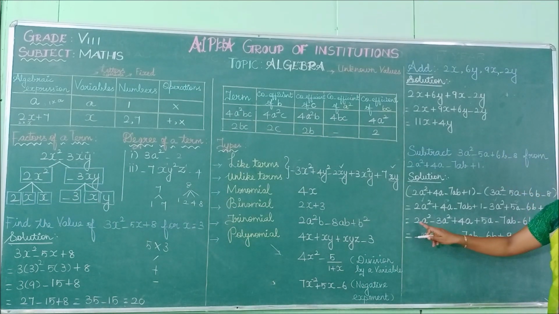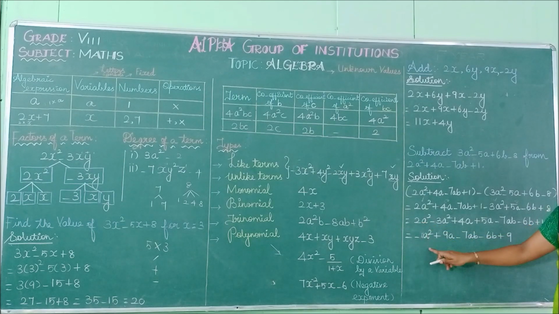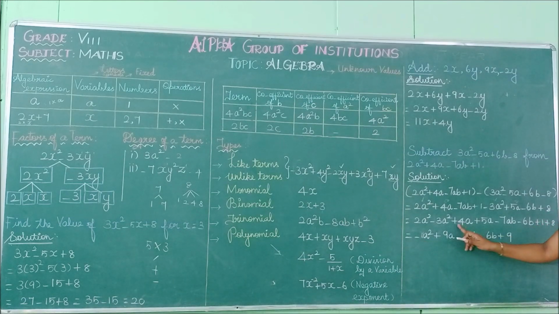So 3 minus 2 is 1. So what is the bigger sign? Minus is the bigger sign. So I have kept the minus here. Add these values with the plus sign. So 4a plus 5a is 9a. Here minus 7ab and 6b. These are different terms, that means unlike terms. So you have to write both terms here. Then you have to add the other values. 1 plus 8 is nothing but what?